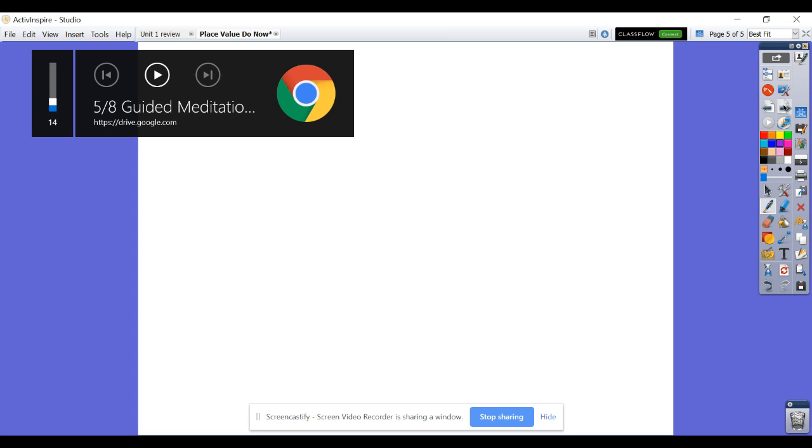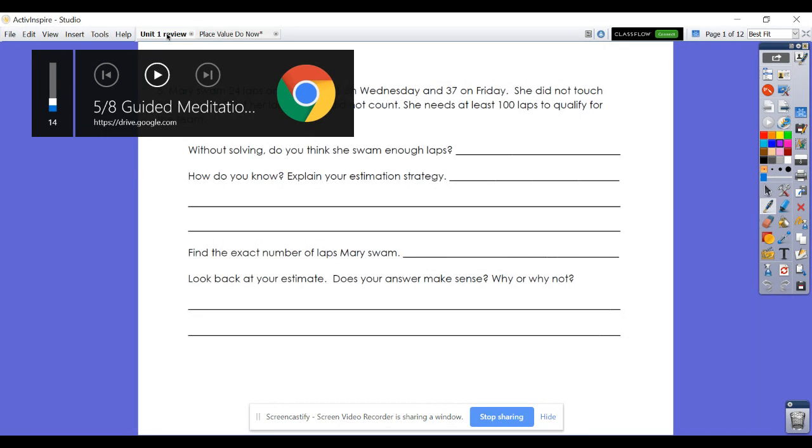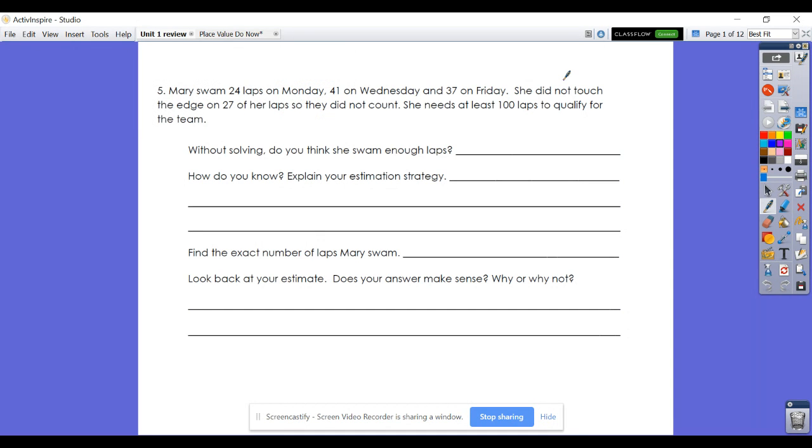Okay, you're going to make sure you have out your Unit 1 review, and we will be doing problem number 5 together. Circle problem number 5. This is a word problem. So we're going to follow our steps to problem solving. The first one is we have to read to understand. Follow along as I read.